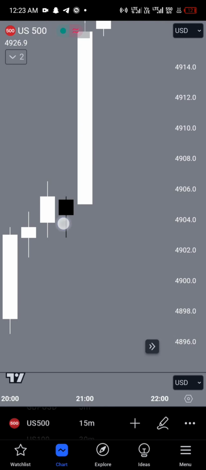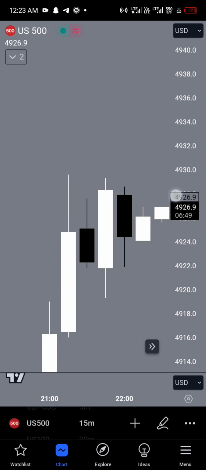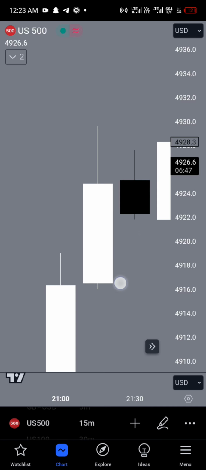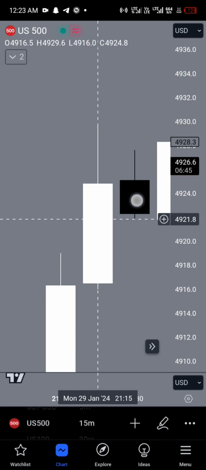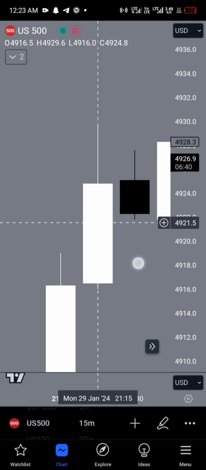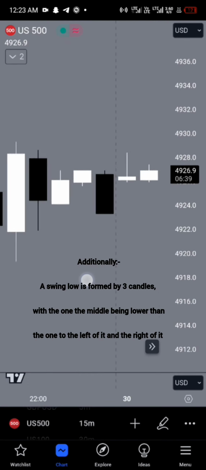Let me see if I can get one more in. We have another one over here. The one on the left is lower, the one on the right is lower, but the one in the middle, sorry, is higher. That's a swing high. So let's look at some swing lows.